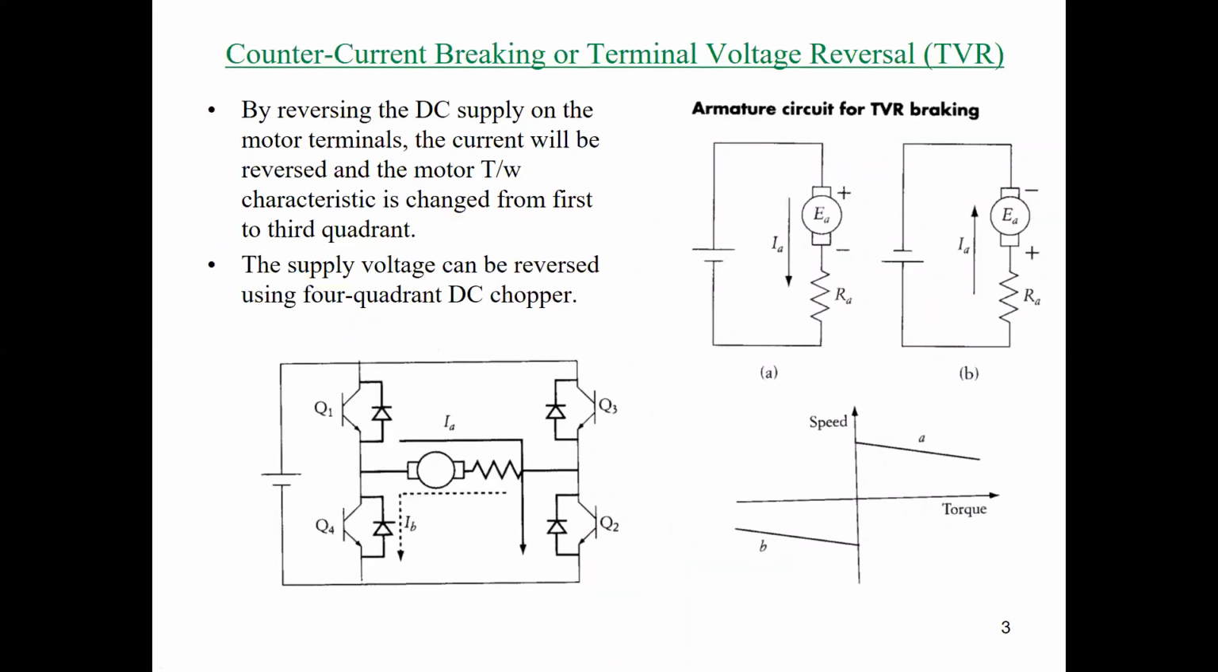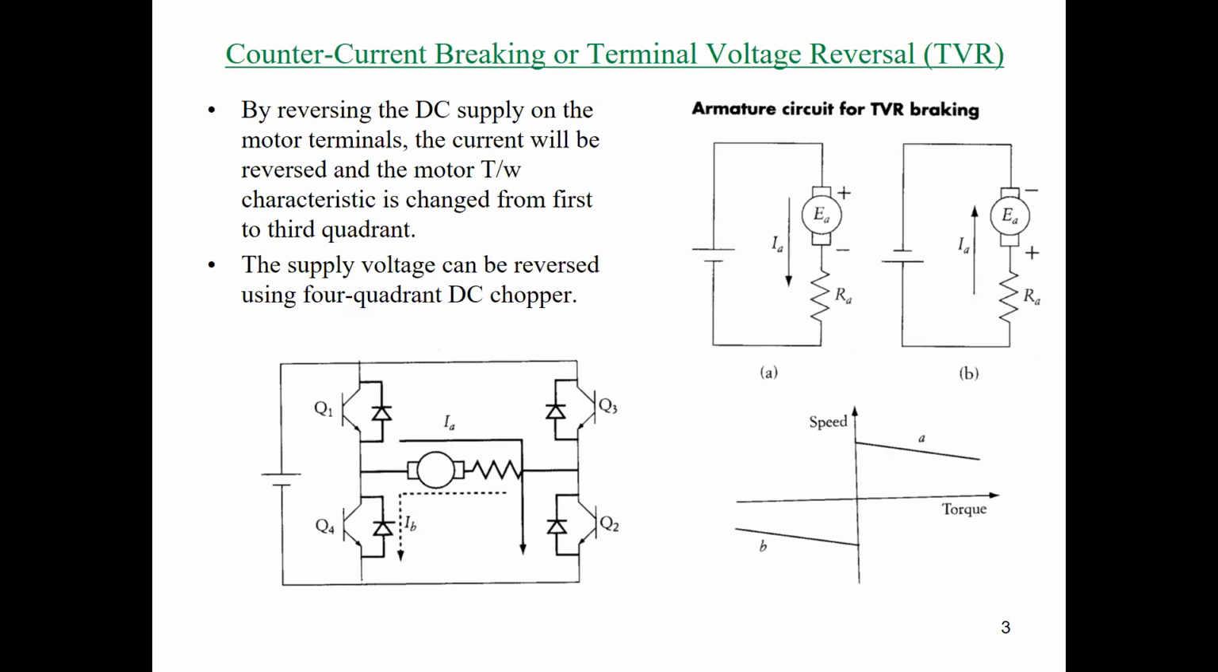Firstly, what is counter current braking, or sometimes referred to as terminal voltage reversal, TVR. Counter current braking, simply, means we stop the motor by reversing the current direction. What will happen if we reverse the current direction? Simply, the flux of the machine will be reversed, and the rotation of the machine in the positive direction will start to be resisted by the reversed flux. So the machine will stop.